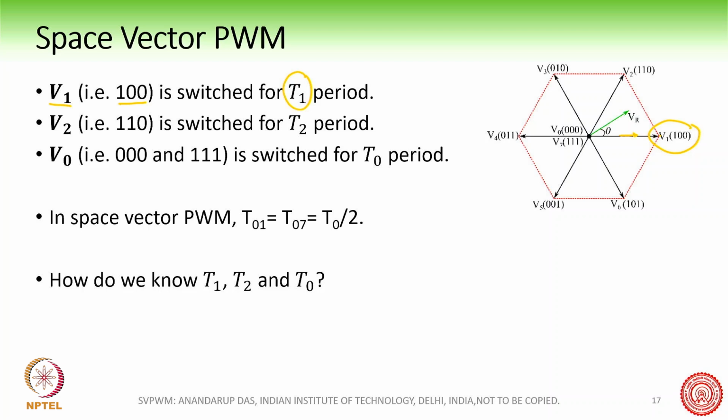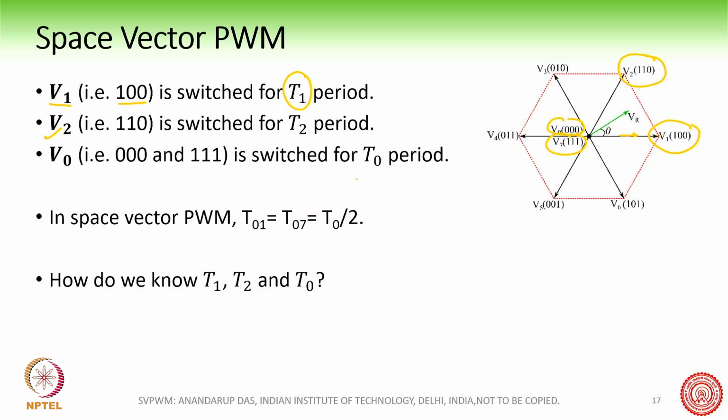So V1 means the 100 switching state, that means A phase upper switch, B phase lower switch, C phase lower switch. If we use that circuit for T1 period, then basically we are realizing V1 into T1. Similarly, V2, that is 110, is switched for T2 period, and V0, that is 000 and 111, these are switched for T0 period.